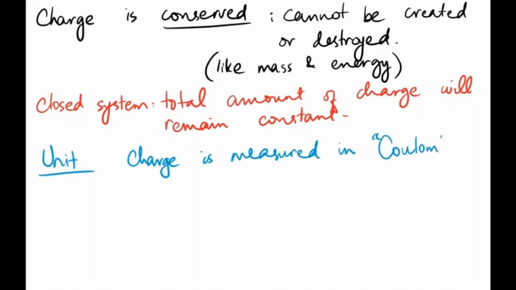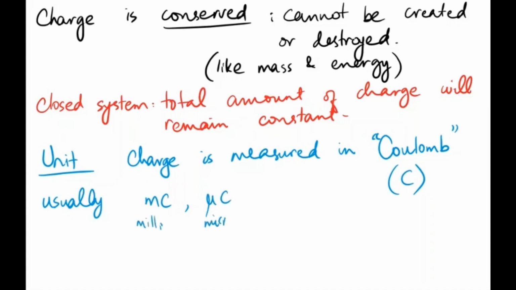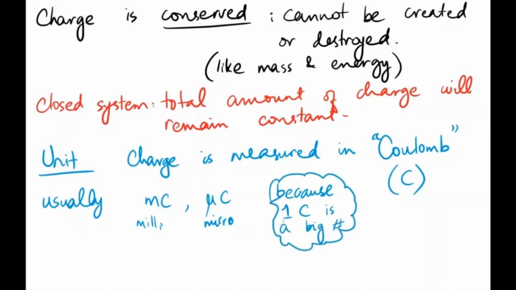The unit for charge is measured in coulombs, and capital C is the letter we use for coulomb. It's usually represented in small units such as millicoulomb or microcoulomb. The reason behind it is that 1 coulomb is a very big unit, and it's a very big number, so that's why we use the small prefixes for coulombs.